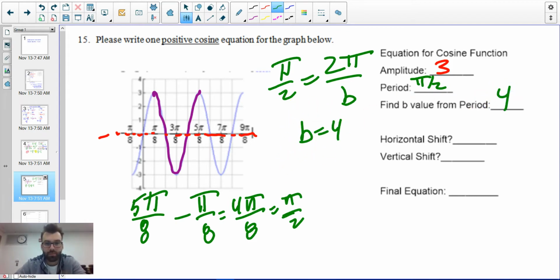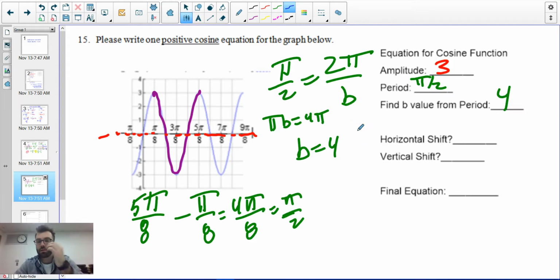How did I get that? Remember from our last one, pi times b equals 4 pi. Horizontal shift. Now that's the difference right here. There is no vertical shift since our midline is 0, so that's none. Horizontal shift is a big difference. I'm no longer starting at pi over 4 like the last one. I moved right. I'm just going to write right pi over 8.